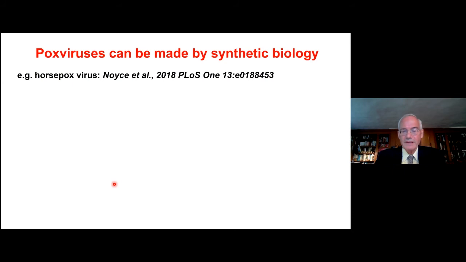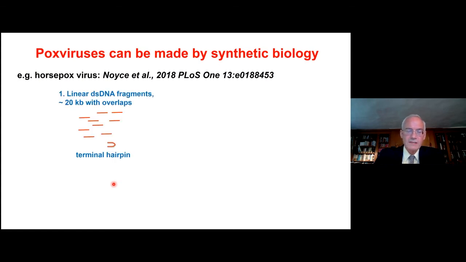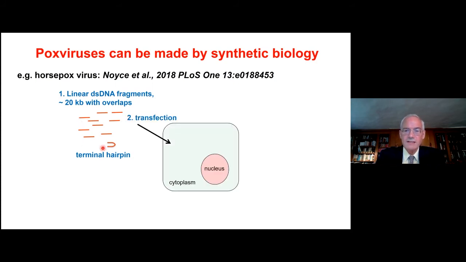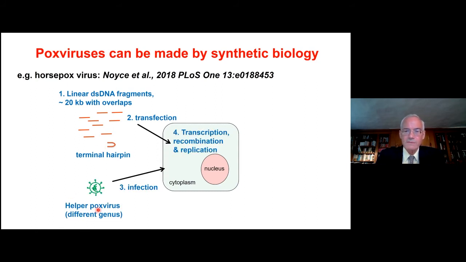To some degree, the debate about whether to destroy variola viruses has been influenced by developments in synthetic biology. Just 3 years ago, it was demonstrated that pox viruses could be recreated from chemicals. This was done by Noyce et al., using horsepox virus, a strain of vaccinia. What they did was to synthesize the horsepox virus genome in approximately 20 kb chunks that were slightly overlapping with each other, and the terminal hairpins from both ends, and introduce these into cells, which were then infected by a helper virus that would provide the enzymes that could transcribe the genes within these DNA fragments.